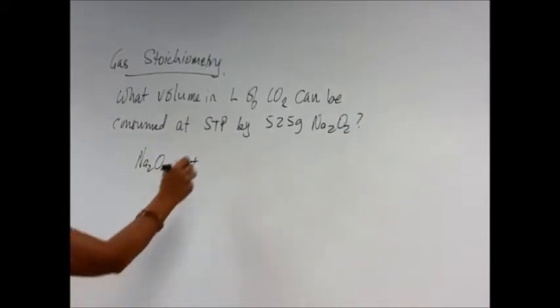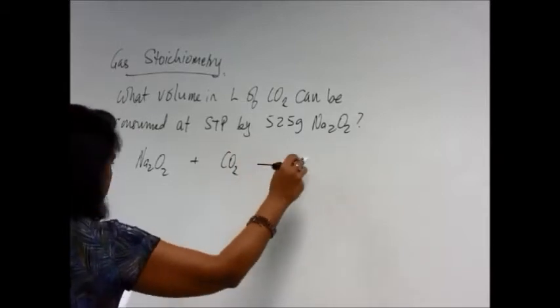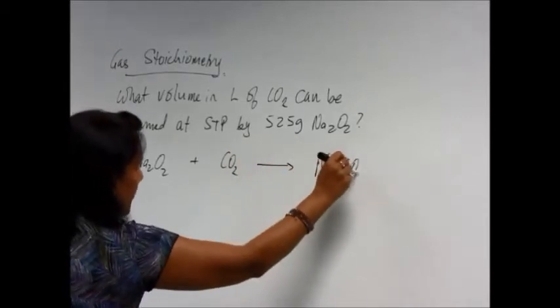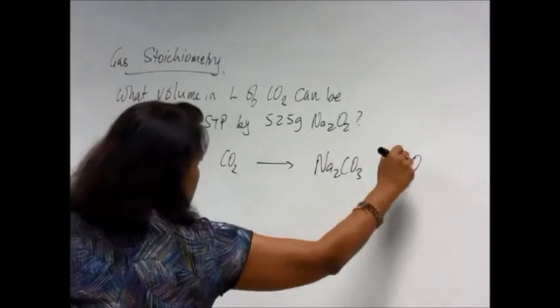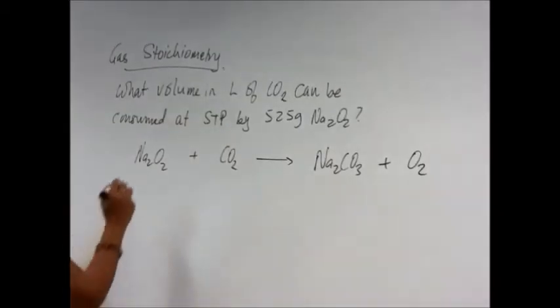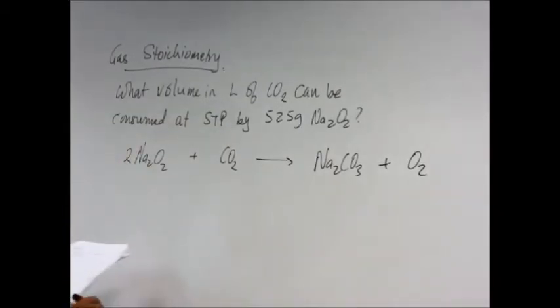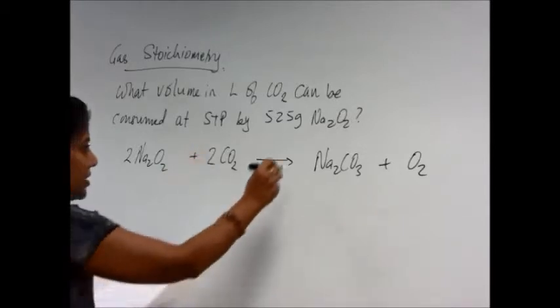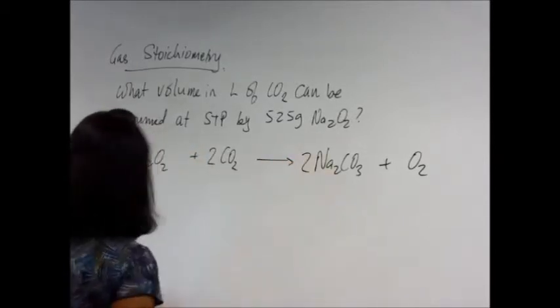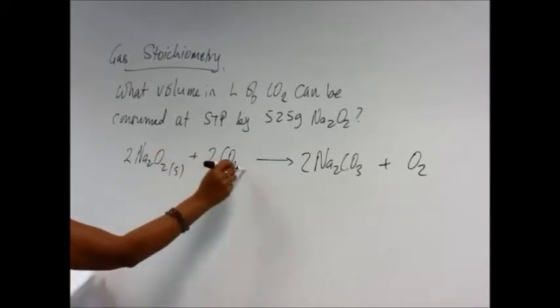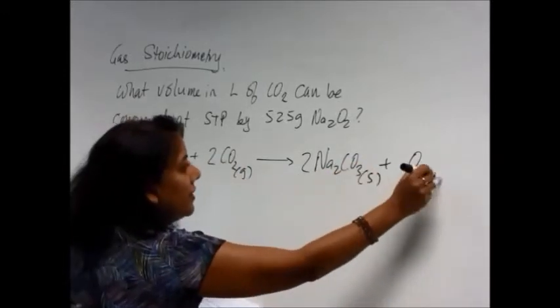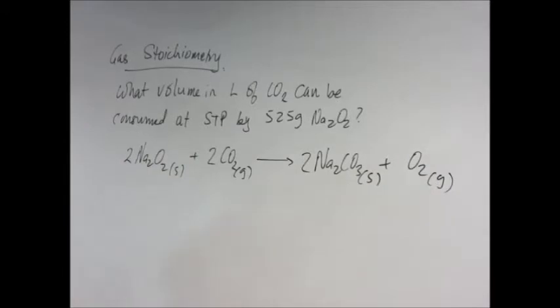Na2O2 plus carbon dioxide gives sodium carbonate and oxygen. To balance the equation, we have 2 of Na2O2, 2 of carbon dioxide, 2 of sodium carbonate, and oxygen is fine. Solid, gas, solid, gas. I'm hoping by this time, since we're in chapter 5 now, you're very comfortable with identifying what is a solid, what's a gas, what's aqueous, things like that.